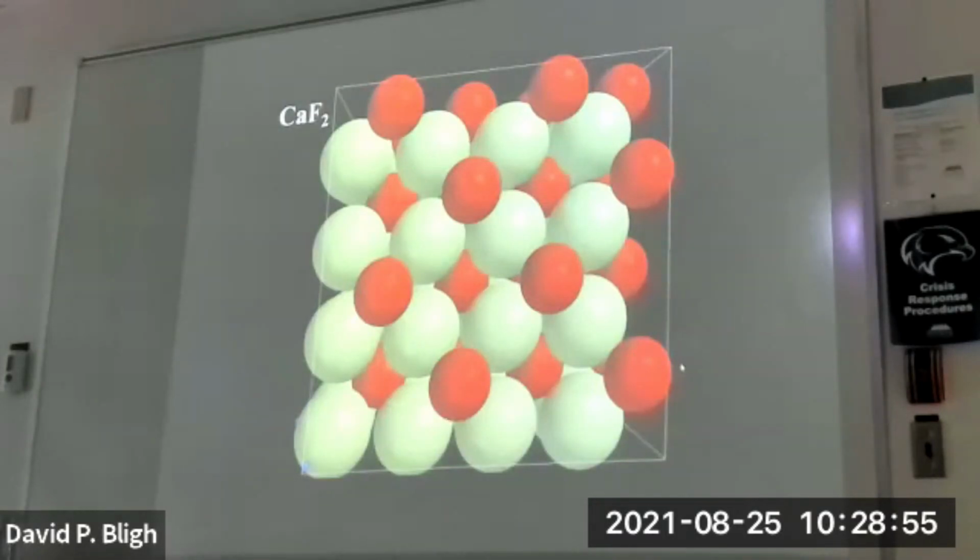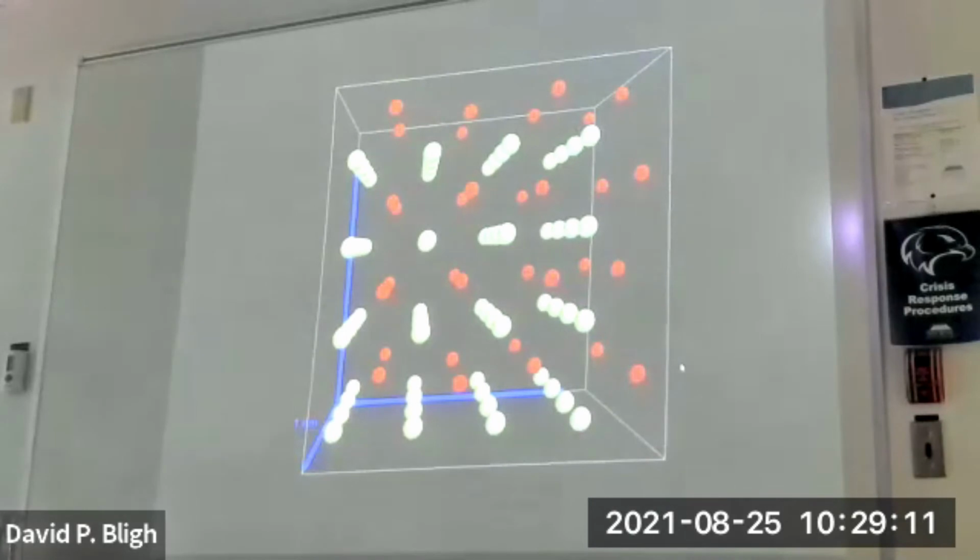Here's another example, calcium fluoride. You've got 1 calcium for every 2 fluorides. The calcium is 2+, the fluoride is 1-. It has a slightly different crystal structure to account for: rather than the 1-to-1 ratio of sodium chloride, you have a 1-to-2 ratio of calcium fluoride.